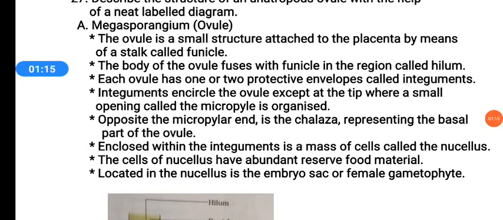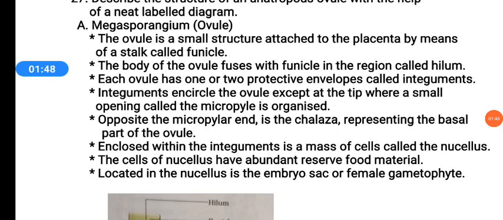When we come to the first point, the anatropous ovule is a small structure attached to the placenta by means of a stalk called the funicle. So the ovule is attached to the placenta with an attaching structure called the funicle. The body of the ovule fuses with the funicle in the region called the hilum. Where the ovule fuses with the funicle, that fusion region is called the hilum.